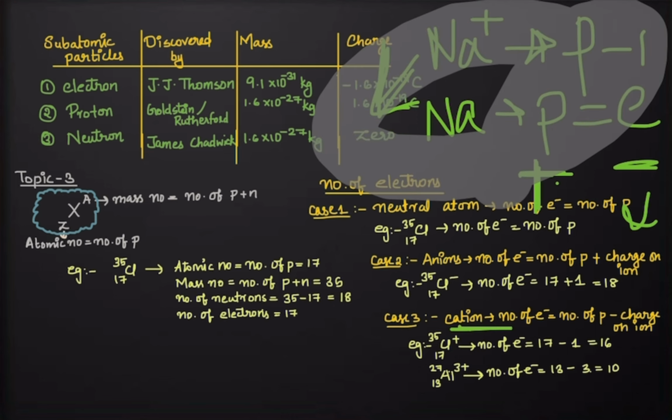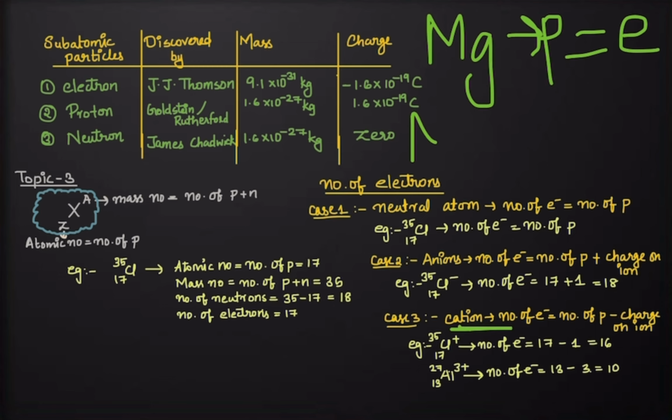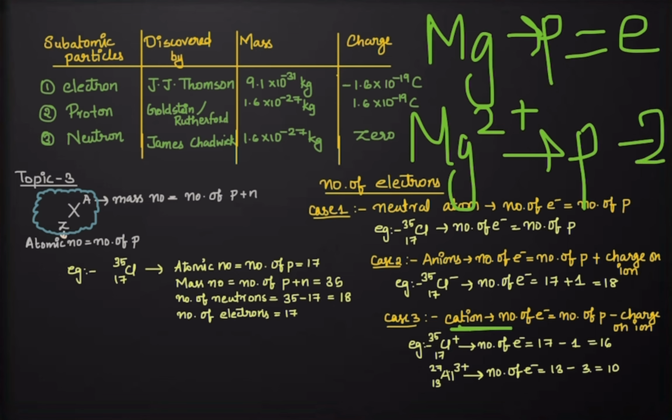And another example, Mg, magnesium. Number of protons equals number of electrons, and in Mg2 plus, 2 electrons are lost, so number of electrons equals number of protons minus charge, that is protons minus 2. In case of cation, number of electrons is equal to number of protons minus charge on the ion. In case of anion, number of electrons is equal to number of protons plus charge on the ion.